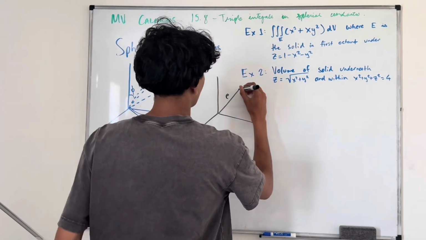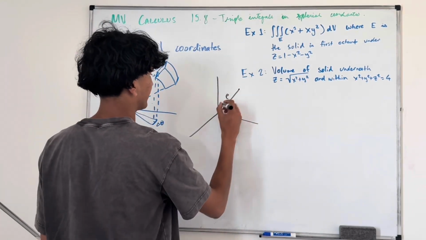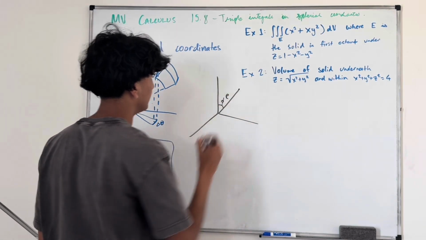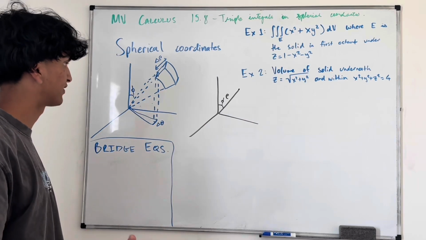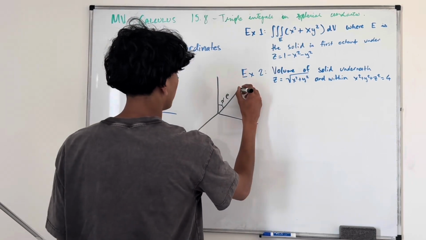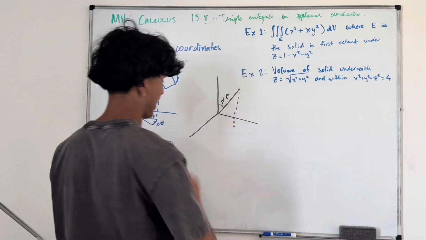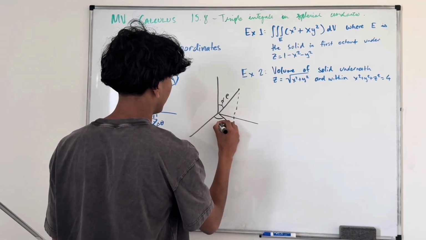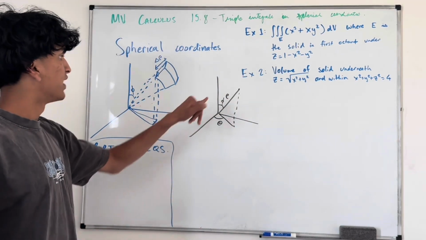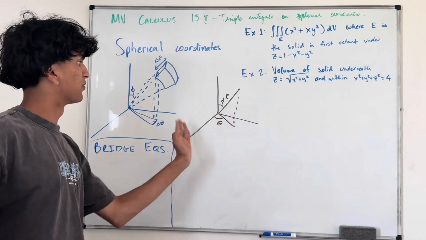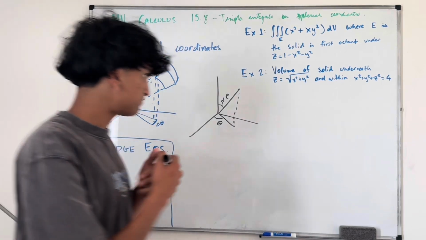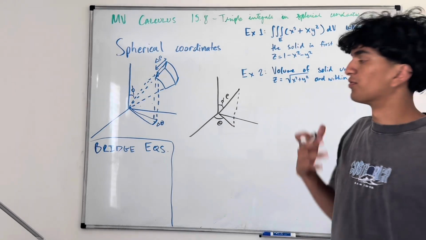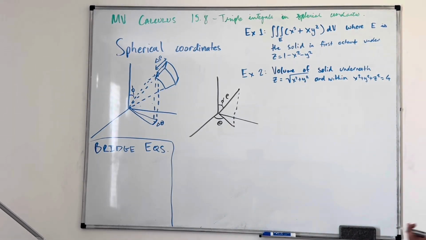It's going to be an angle, so this is kind of weird. It's going to be an angle phi from the z-axis, and if you were to drop this down to the xy plane, it would end up being an angle theta from the x-axis. So angle phi from the z-axis and an angle theta from the x-axis. So that is how you define spherical coordinates.